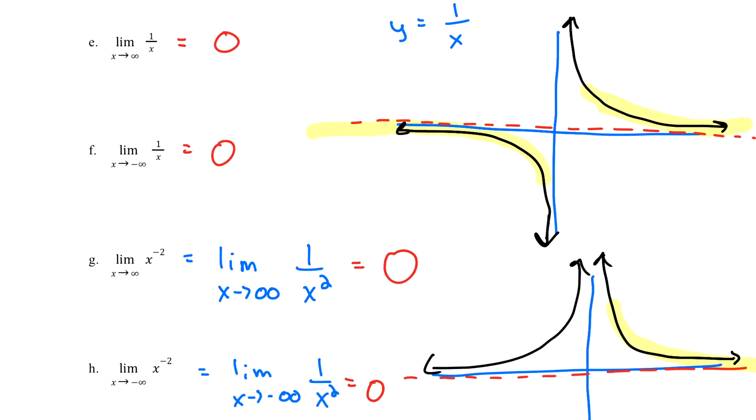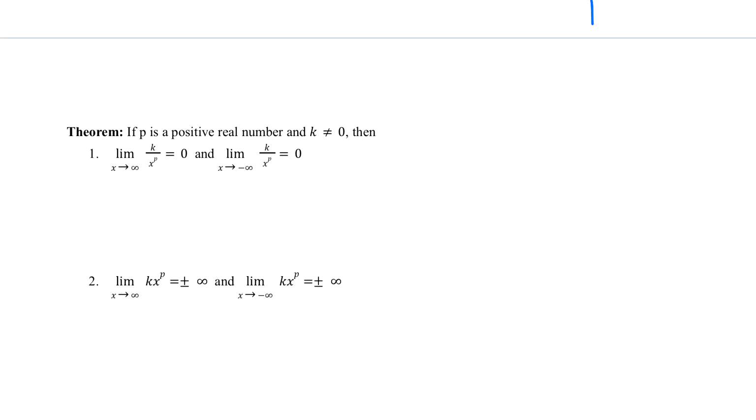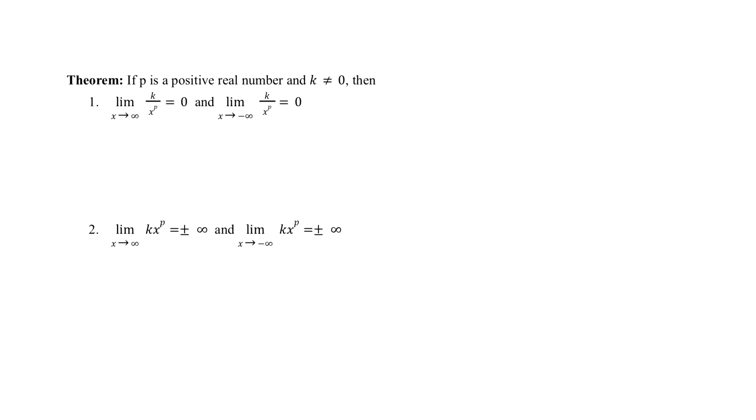So I want to just really quickly then summarize some of these simple limits at infinity with this theorem here. It says if p is a positive real number, so p has to be a positive real number, and k is just any other number than 0. It doesn't work if it's 0 because then the whole thing is 0, and it doesn't really work out. But if p is a positive number, so that means we're only working with positive exponents, then we get to say these two things.